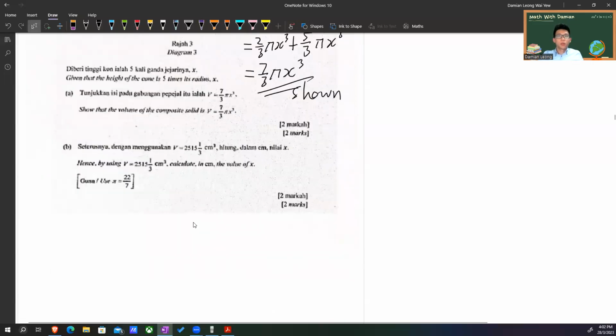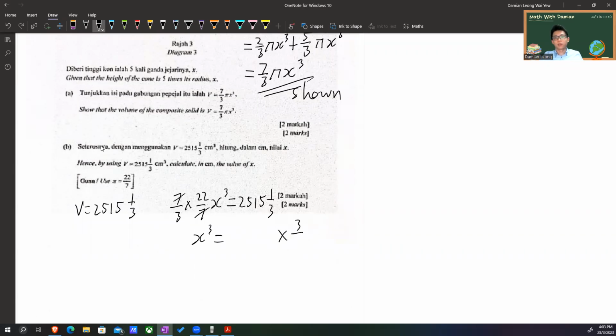Part B, by using volume 25151 over 3 cm cubed, calculate in cm the value of x. Yeah, so basically volume is 25151 over 3, which means I just equate 7 over 3 pi x cubed. I use pi equals 22 over 7, x cubed equals to 25151 over 3. Yeah, cut here. So it is 22 over 3. Bring over, flip the fraction around, times 3 over 22.